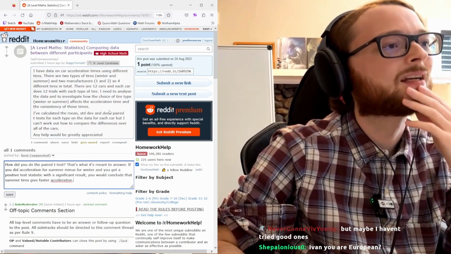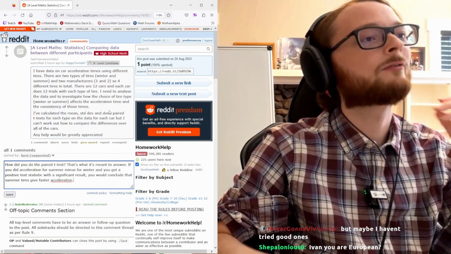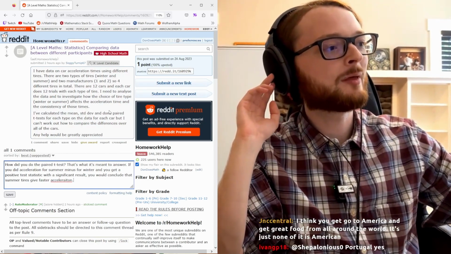Wait. Oh, two different types of tires from two different manufacturers. Maybe they want a chi-square test.